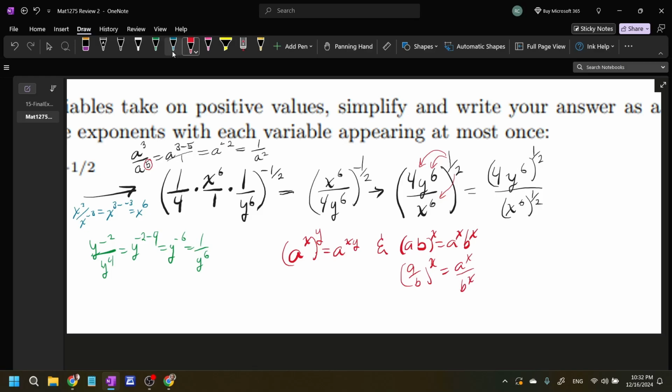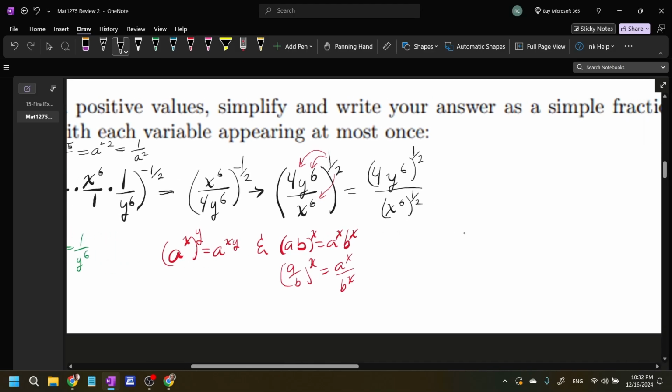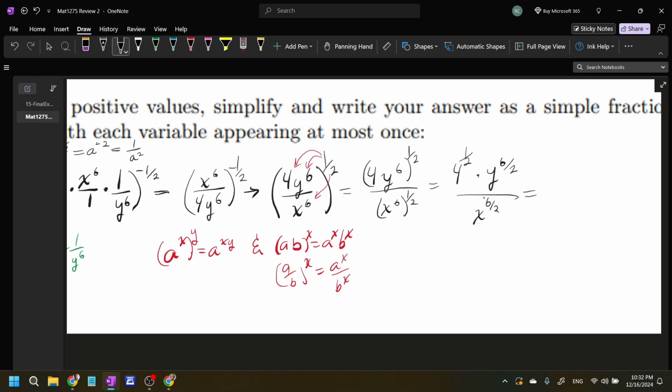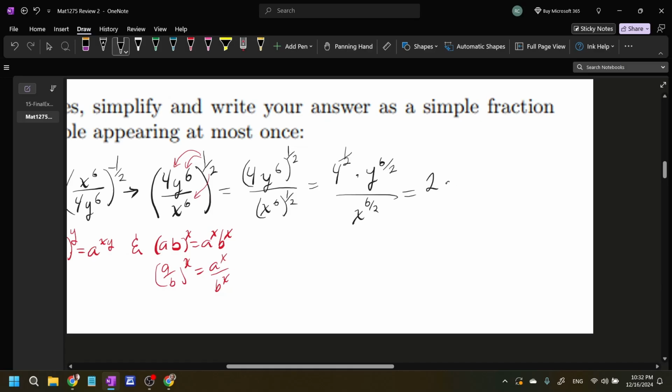So that's what we did here. And then we can apply that distribution to rewrite our numerator as 4 to the 1/2 times y to the 6 to the 1/2. Well, we can multiply that, so that's going to be 6 over 2, all over x to the 6 over 2. Sorry, I'm one step ahead. Okay, we're almost there. We just need to find the square root of 4, which is 2, times y. Now, 6 divided by 2 is 3.